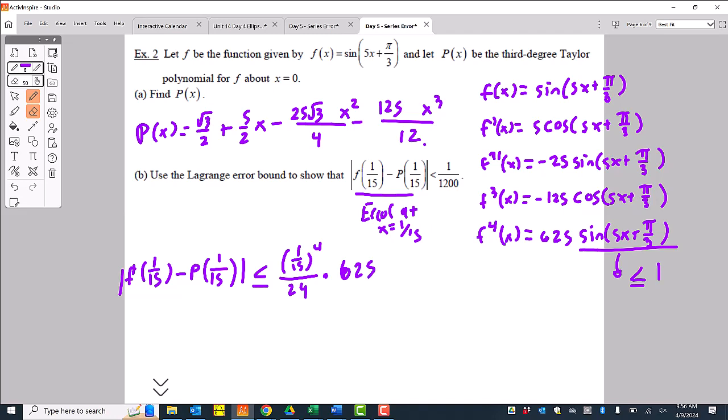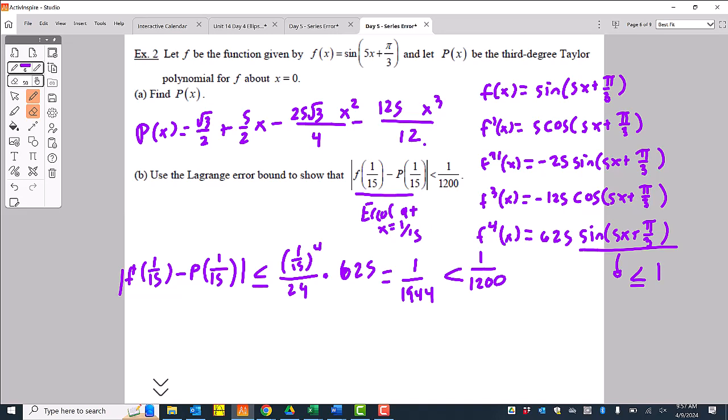All right, and you can do some simplification here. If you simplify it down correctly by hand, because this would be a no calculator problem, very ugly no calculator problem, but a no calculator problem, you get that this is equal to 1 over 1944. Now, if we look back, the question was asking for us to show that this is less than 1 over 1200. So this is less than 1 over 1200. And so we've shown that using the Lagrange error bound.